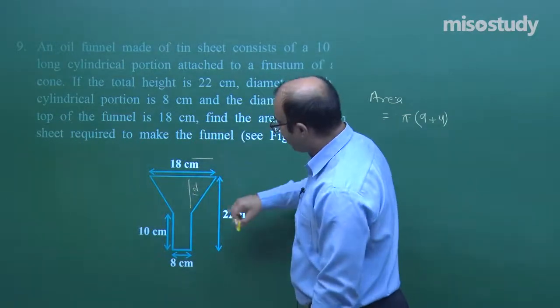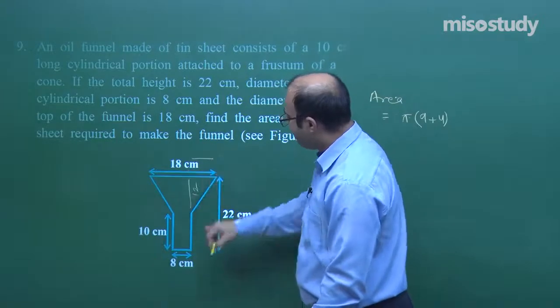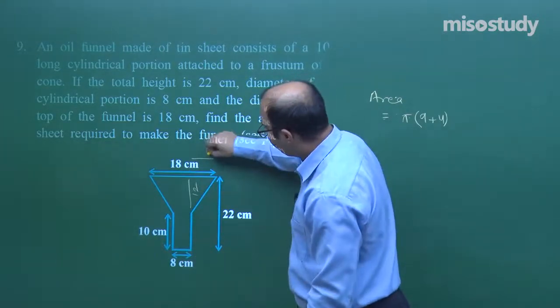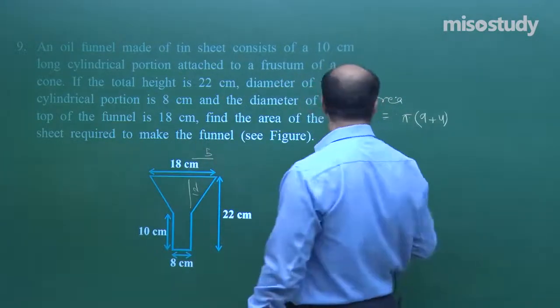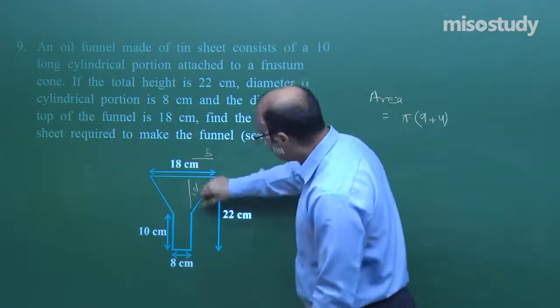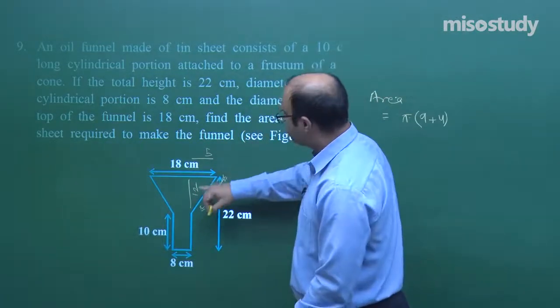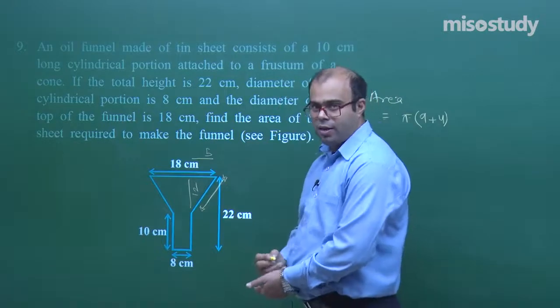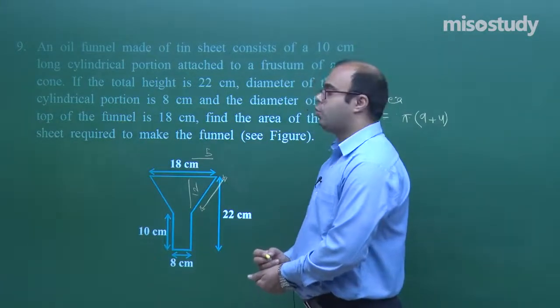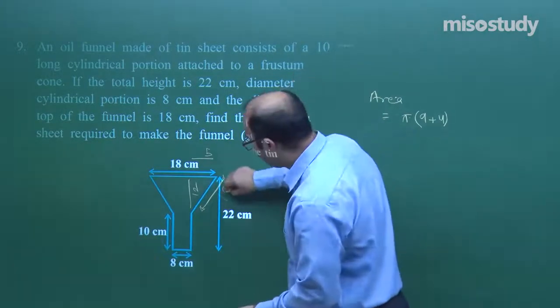And this difference is actually, this whole radius is 9 and this radius is 4. So, this difference is 5 centimeter. I hope you understand, 9 minus 4 will be 5. So, if we want to find the slant height, this is root over 12 square plus 5 square. 12 square is 144, 5 square is 25. So, this will come out to be 13 finally.